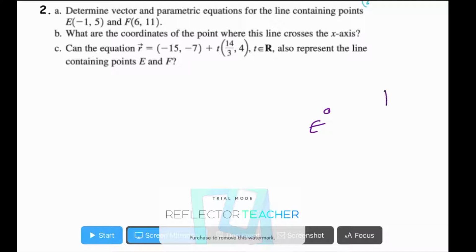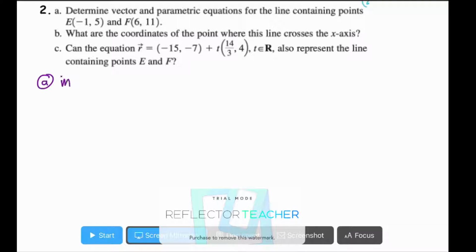We're going to have point E. We're going to have point F. We're going to find the vector that goes from one to the other. That'll be our direction vector. So let's find our direction vector. So part A, I want to find the vector equation that describes this line. I know a point. In fact, I know 2 points that lie on this line. Let's find the vector that runs from one to the other, our direction vector.